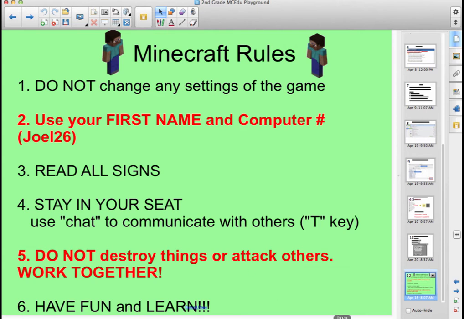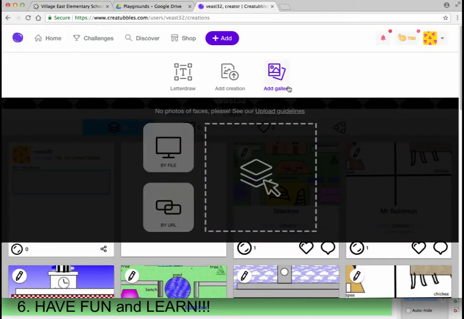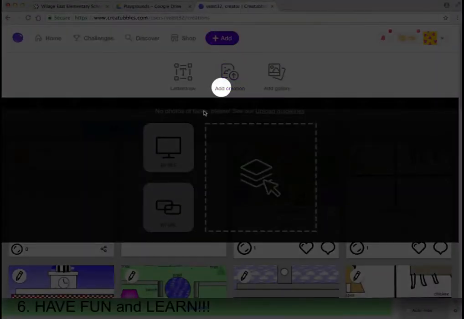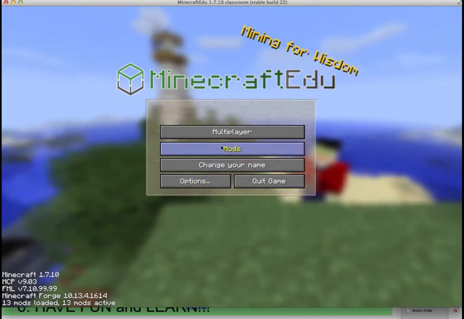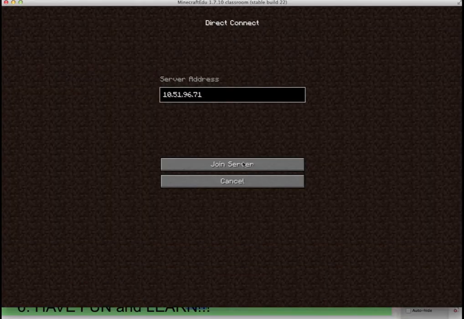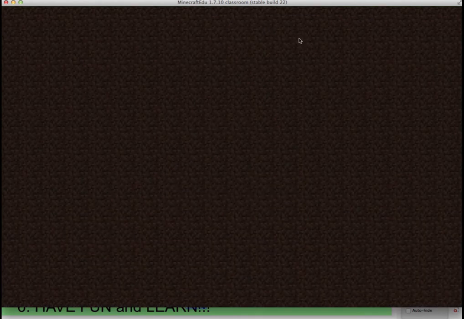And so then once the picture is on their website, the Creatubbles, they would add a creation from a file, and then they would upload that file onto the Creatubbles website. Once it's there, they can go into Minecraft and find their picture that they can then import. So I'm going to go in as a teacher, and we're just going to cruise around and look at the projects that kids have done.